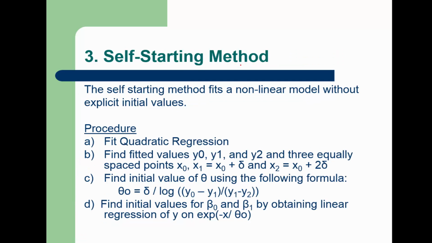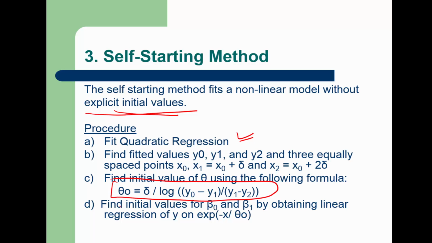Then the third one is the self-starting method. The self-starting method fits a nonlinear model without explicit initial values. So that's one thing to take notice of, how it is different from the other two. It fits a quadratic regression. It assumes a quadratic of some form, and then it fits the regression. And it finds the initial value of theta using some formula, which we do not see.